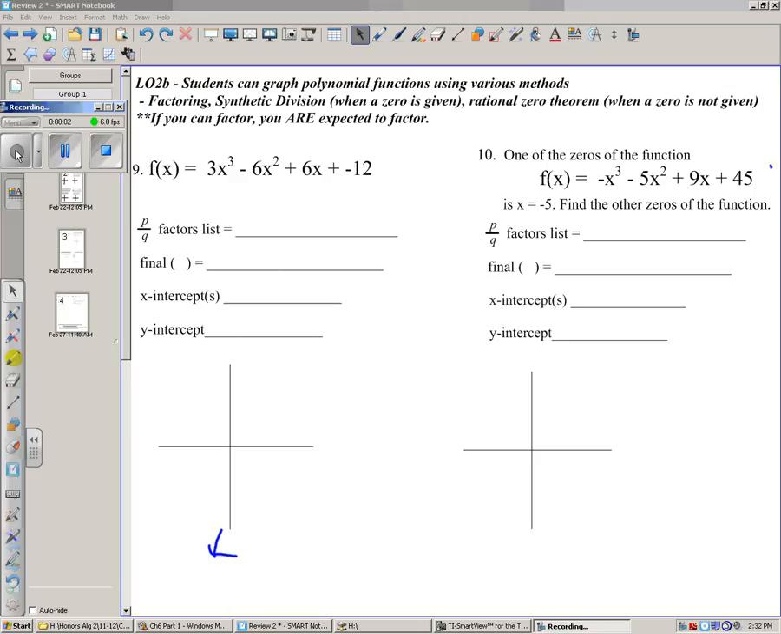All right, welcome back. Part two, we're ready to graph. We talked about in class that number 9 was factorable. So since it's factorable, I am not going to worry about my P over Q list. Instead, I'm going to go straight to grouping.